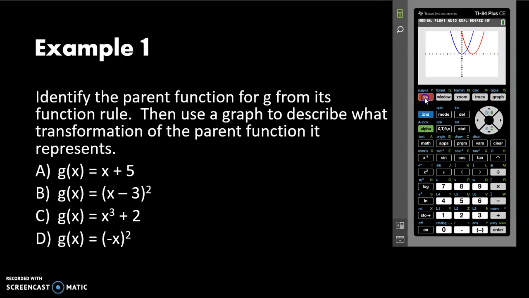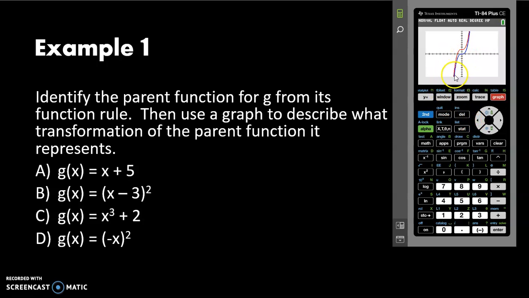So that means my parent function is the cubic power function. So I have x to the third power here. Now I'm going to type in this function. I have to clear out what's there, and then I type x to the third power and then plus 2. And make sure you get out of the exponent before you put plus 2 there. Sometimes it doesn't go out automatically, and then you'll get something that doesn't look right.